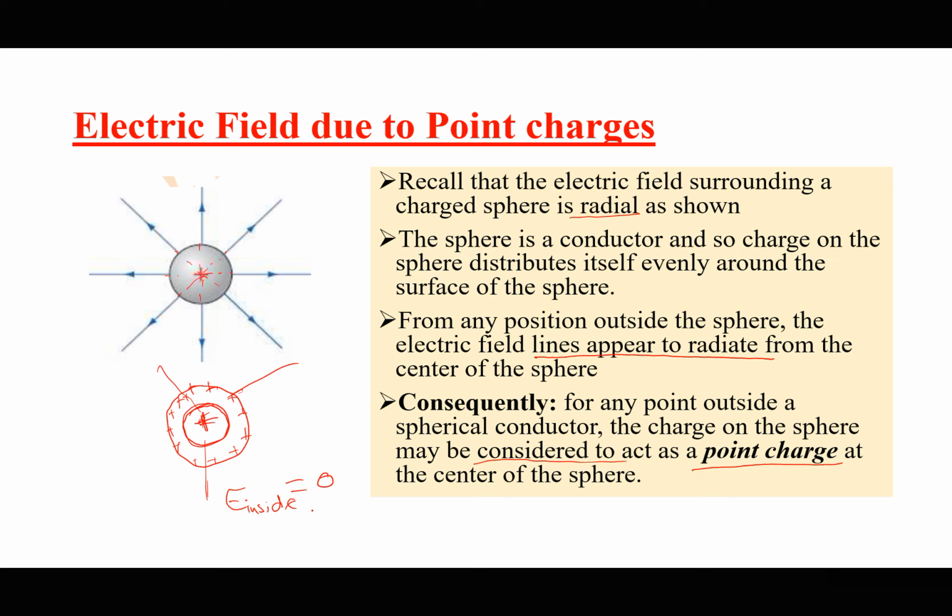So we are saying that a spherical charge can be considered to be a point charge. Reason: the field lines are radial and they appear to be originating from the center. Therefore, for observations from outside, it appears as if the field lines are originating from a point at the center. That's why a spherical charge may be considered to be a point charge.